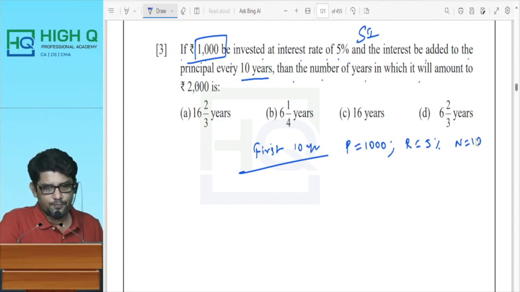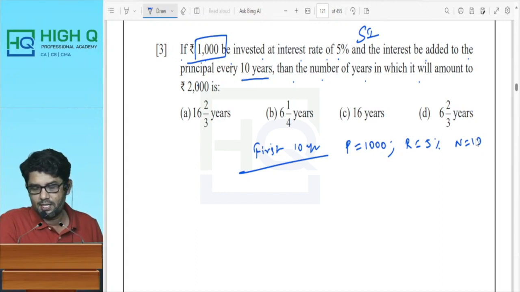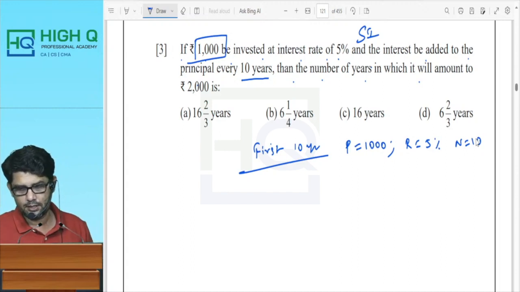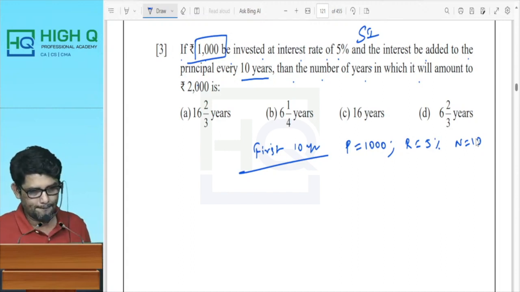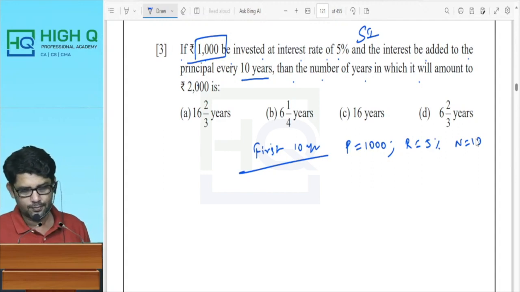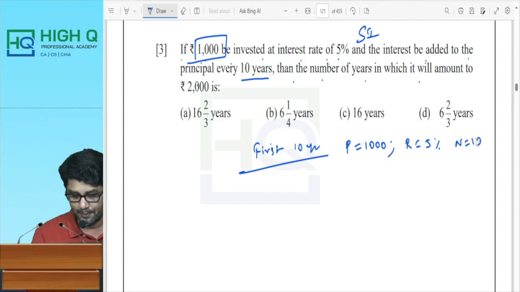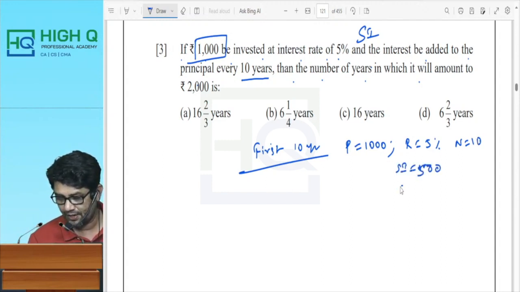Yes, 1000. What is 1000? No. What is the simple interest after 10 years? 500. Yes, very good. Now look at this. Yes, 500 is perfect. So, simple interest after 10 years is 500.